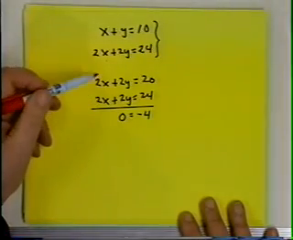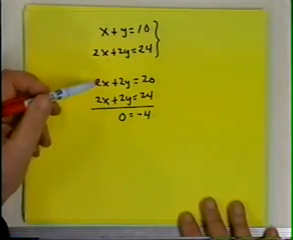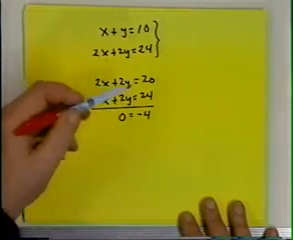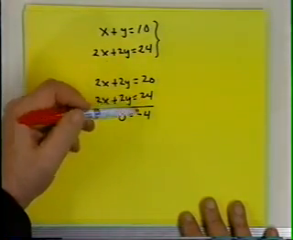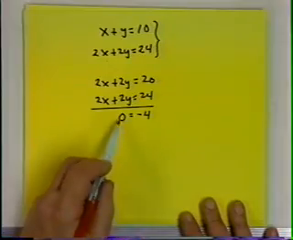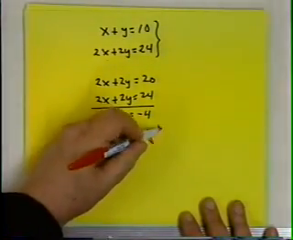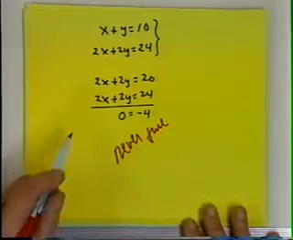Now I subtract the bottom from the top. And what do I get? 2x take away 2x is 0. 2y take away 2y is 0. 20 take away 24 is negative 4. Well, how can 0 ever equal negative 4? That statement is never true. Now what I've done is something worse. You know what I've done now? I've given you contradictory statements.